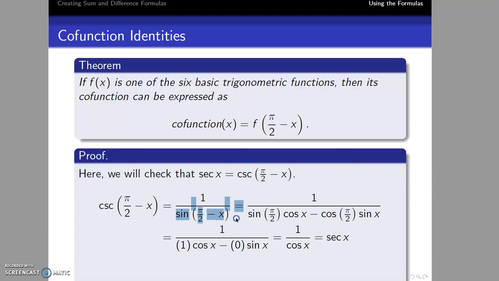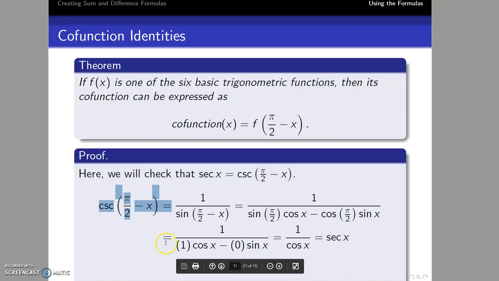So sine of pi over 2 minus x becomes sine of pi over 2 cosine x minus cosine of pi over 2 sine x. Sine of pi over 2 is 1, that evaluates. Cosine of pi over 2 is 0, that evaluates. So now I have 1 over 1 cosine x minus 0 sine x. I have 1 over cosine x. I have shown cosecant of pi over 2 minus x is equal to secant of x.